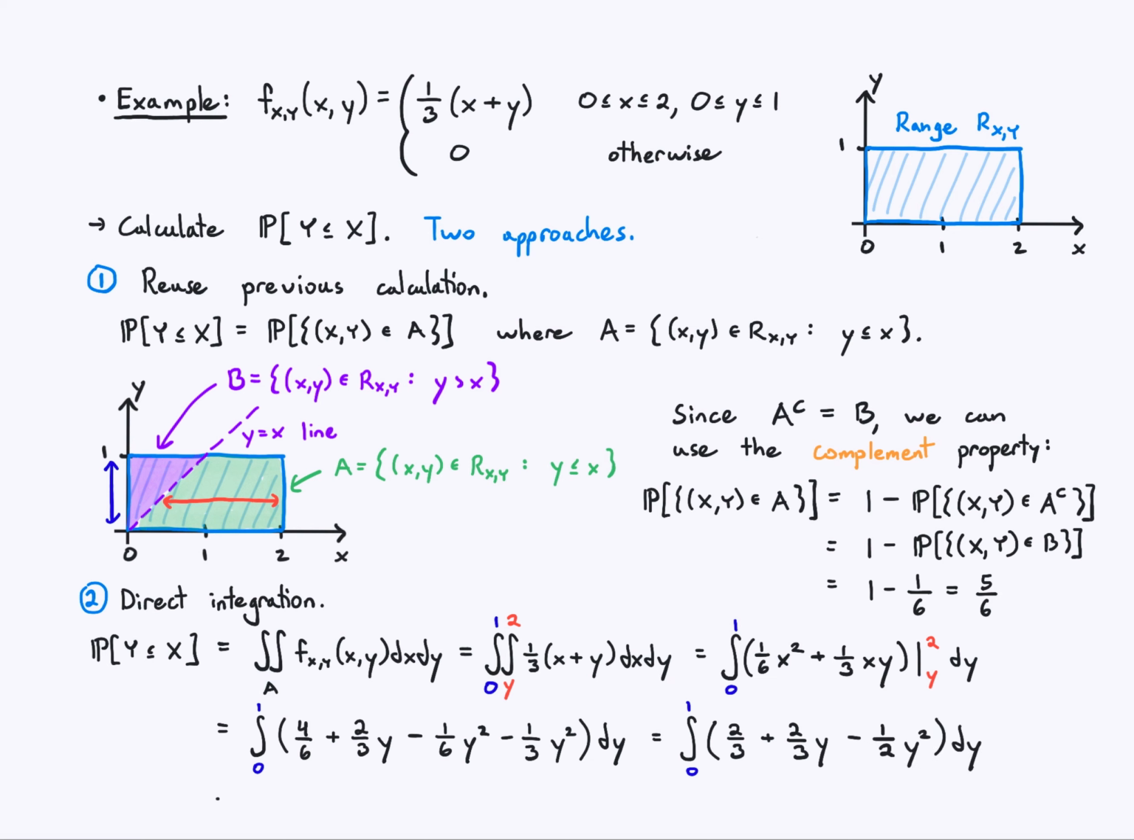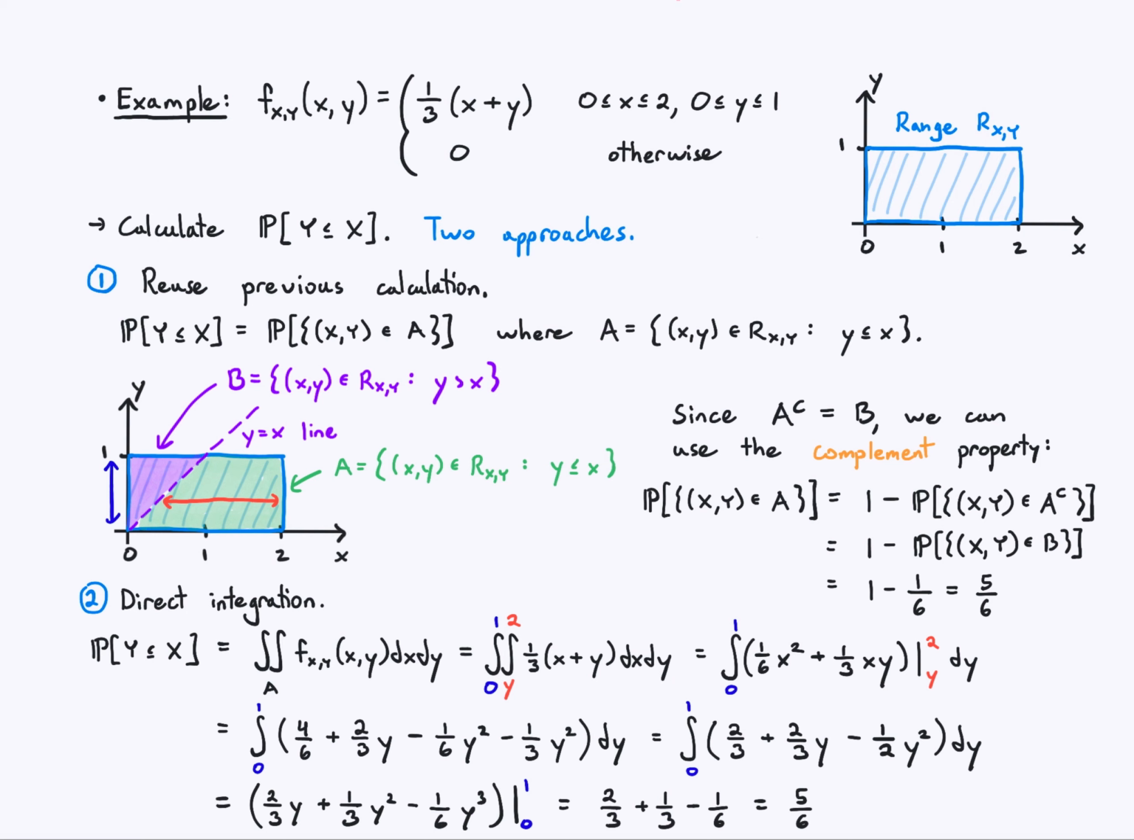And now I'm going to complete this integral, so I'm going to have 2/3 y plus 1/3 y squared minus 1/6 y cubed, from 0 to 1. Finally, I plug in, I get 2/3 plus 1/3 minus 1/6, and that's 5/6. Same answer, more work, but maybe if I had been asked to calculate this first, I would have gone through the direct path, right? But since I already had calculated the complement, I could use the complement property.